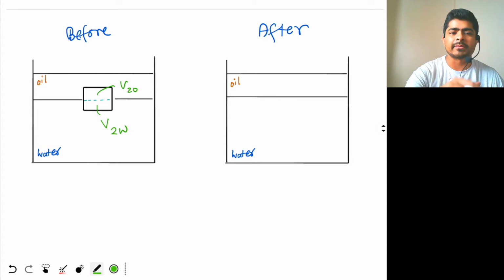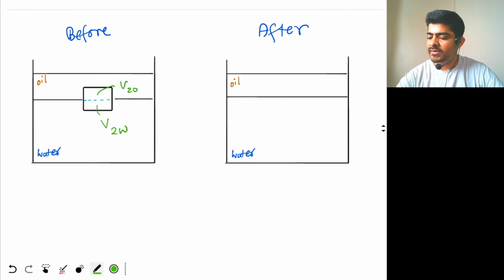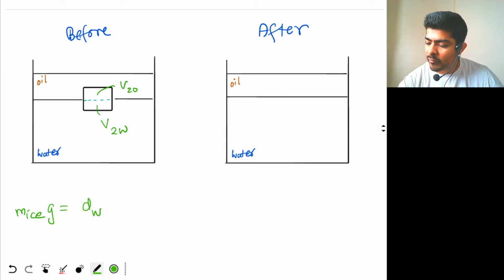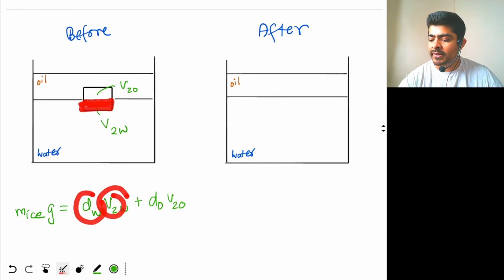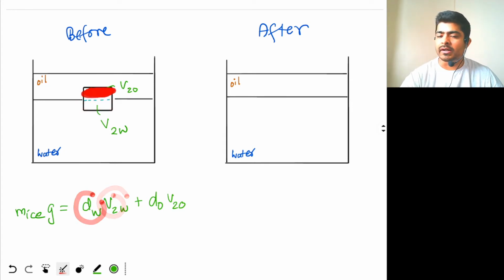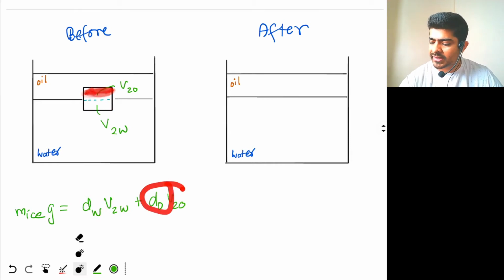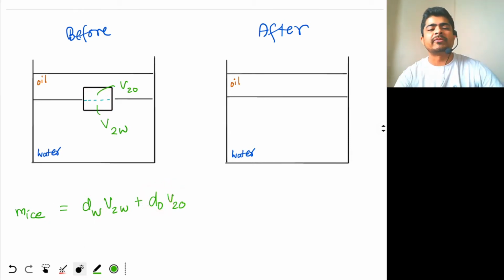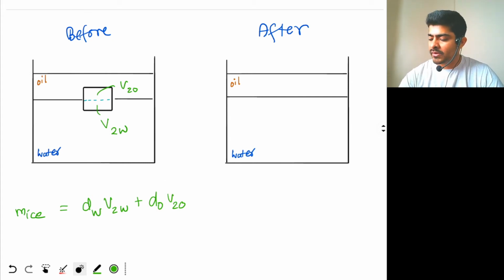It looks like 20, but that's okay. It's V2 oil. So mass of ice multiplied by g is being balanced by the buoyant force. So that will be equal to density of water into V2W plus density of oil into V2 oil. Volume submerged under water multiplied by density of water plus volume submerged in oil multiplied by density of oil, and we just ignore the g because the buoyant force has a g term which will cancel out on both the sides. Okay, so this is my equation, right?